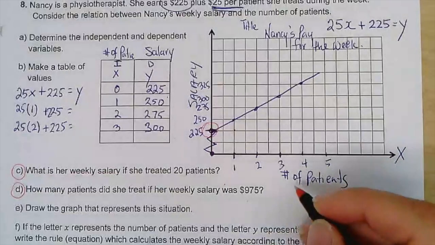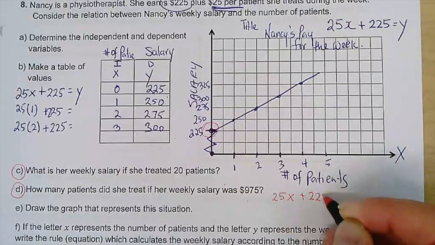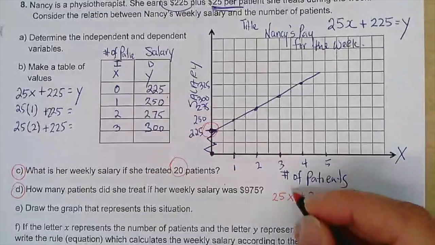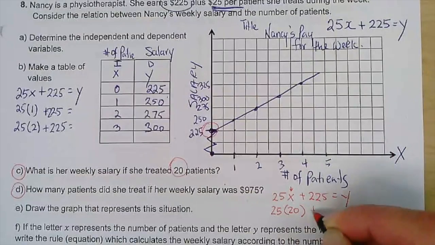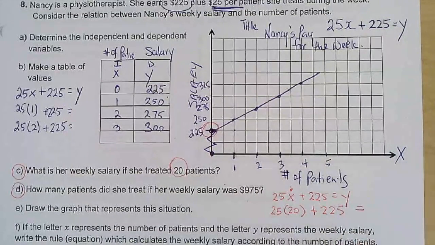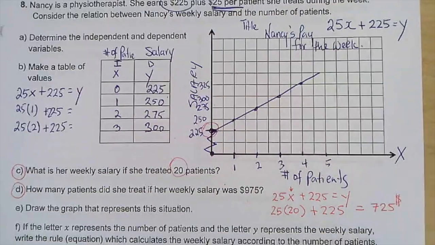I'm going to write the rule right here. 25x plus 225 equals y. I'm going to replace the x by 20 because my x is my patient. So 25 times 20 patients plus the 225 that I get for being there equals, and you're all using your calculators to get me an answer, 25 times 20 plus the 225, $725. That answers letter C.